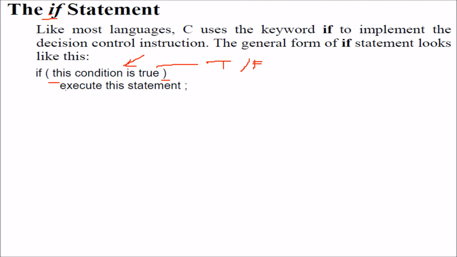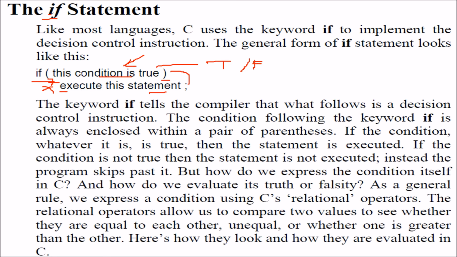If this condition is true, the line which is just next to it is going to execute. If this condition inside the parenthesis is false, this line is not going to execute. So the truth or falsity will decide whether the line which follows has to be executed or not. How is this condition going to give you true or false? We'll use relational operators.